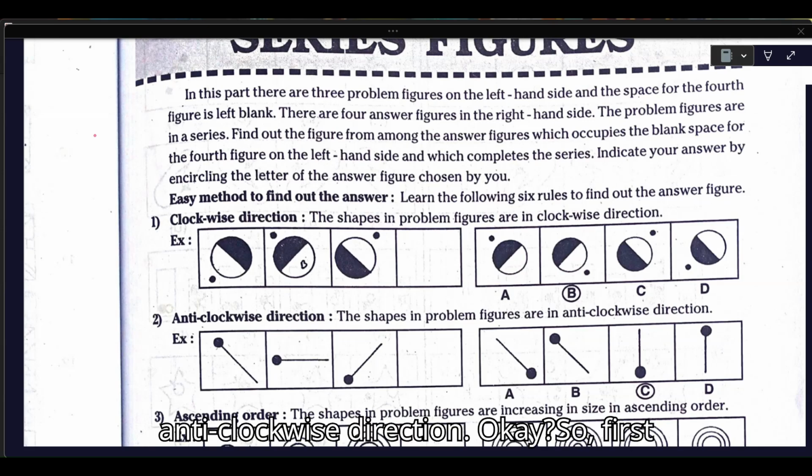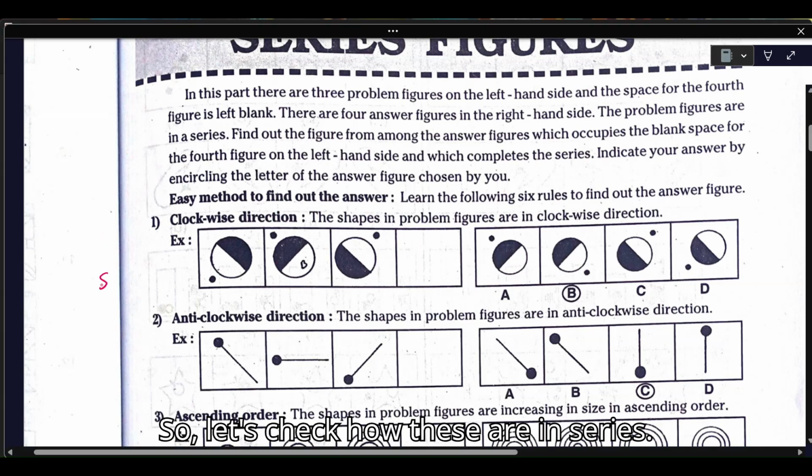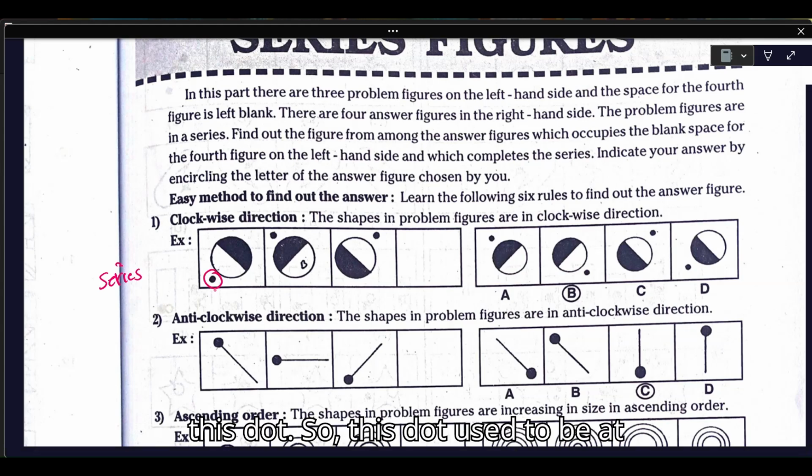Clockwise and anti-clockwise direction. Okay, so first of all, here we could see a big circle, where one part is already shaded and one part is unshaded, and along with this big circle we have a small dot, right? So how are these things changing, how are these in series? Let's check. First, let's look into this dot. This dot used to be at this position, and when entering the next second figure, it moved from here to here. So it is in which direction?